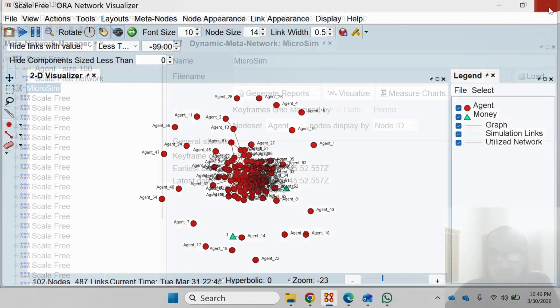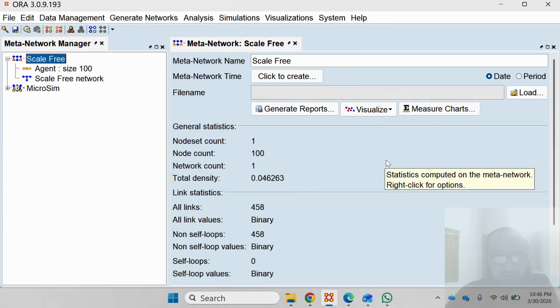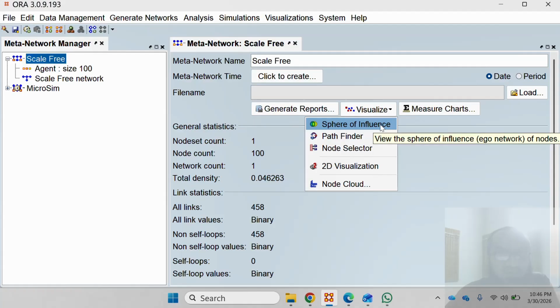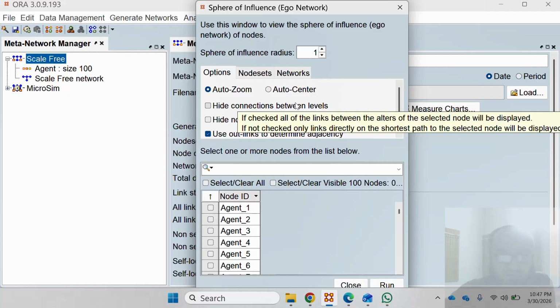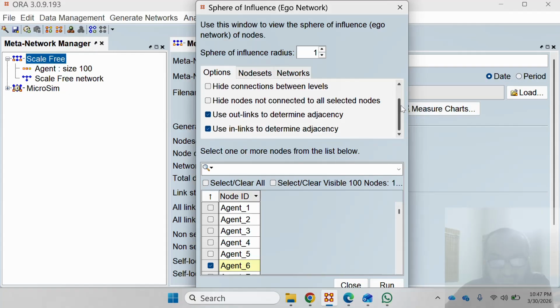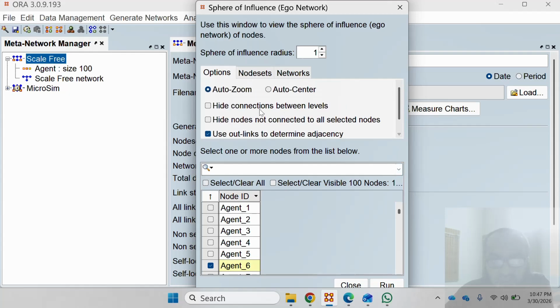So now let me show you some more features which we should be familiar with. So for example, visualize can have a sphere of influence. We can see the sphere of influence of any node up to a certain radius. So for example, if I choose sphere of influence radius 1, it means a sort of an ego network, everybody one step away from a particular node. So I want to see the sphere of influence of node number 6, for example, right? And there are certain other settings which I keep as they are. Use outlinks to determine adjacency, use inlinks, so both, right? Not, and auto center maybe, and auto zoom. Let's keep it to auto zoom.